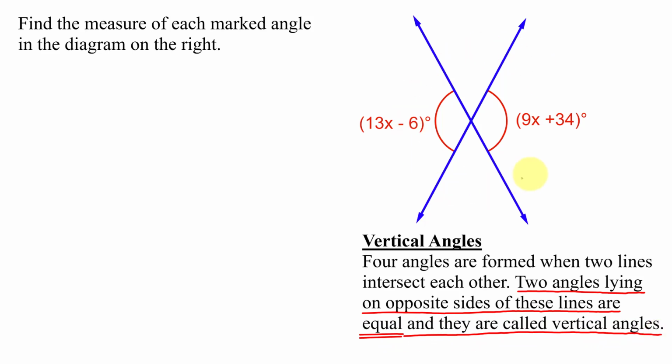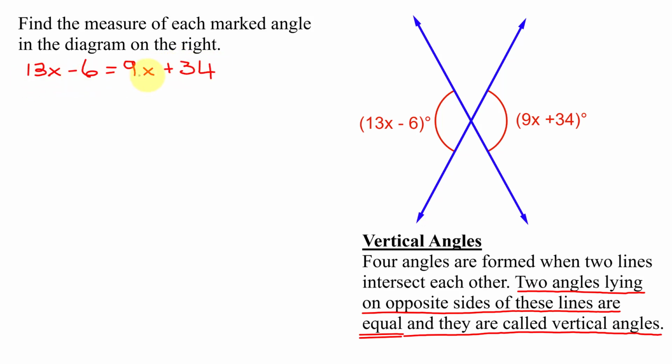Now, looking at the diagram, the two red angles are on opposite sides of the lines, so these angles are vertical angles and their measures have to be equal. So to solve this problem, we just set the measure of the two angles equal to each other. So I know 13x minus 6 has to equal the measure of the second angle over there, 9x plus 34.